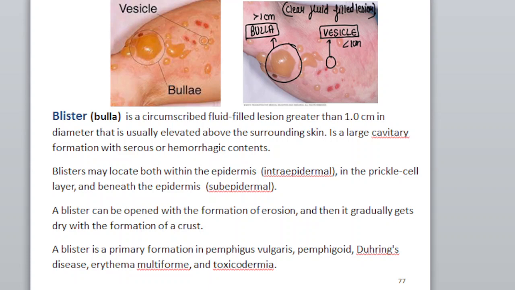A blister can be opened with the formation of erosion, and then it gradually gets dry with the formation of a crust. A blister is a primary formation in pemphigus vulgaris, pemphigoid, Duhring's disease, erythema multiforme, and toxicodermia.